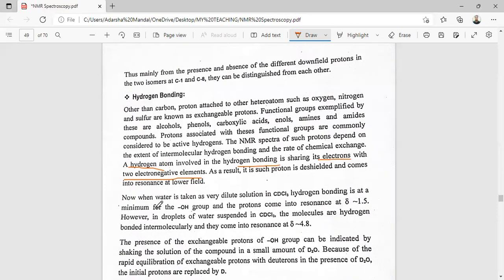Now when water is taken as a very dilute solution in CDCl3, hydrogen bonding is at a minimum for the OH group. The proton comes at 1.5. However, in droplets of water suspended in CDCl3, the molecules are hydrogen bonded intermolecularly and they come at 4.8.